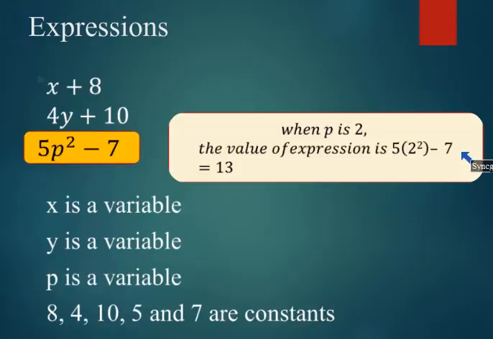For example, when p is 2, the value of expression 5p square minus 7 will be 5 into 2 square minus 7, that is equal to 5 into 4 minus 7, that is equal to 13. And when p is 3, the value of expression is 5 into 3 square minus 7, that is equal to 5 into 9 minus 7, that is equal to 38. So variable is anything that changes in an expression.